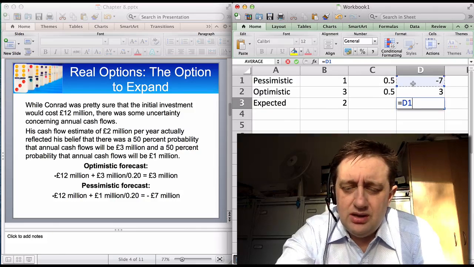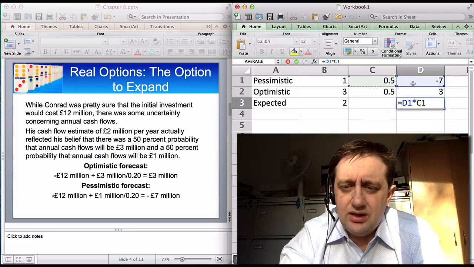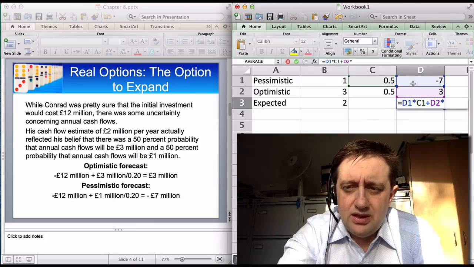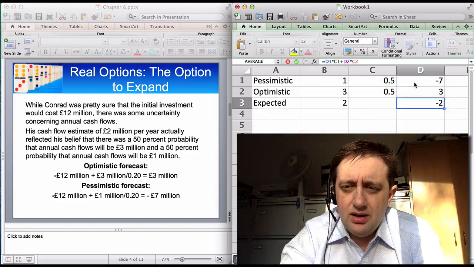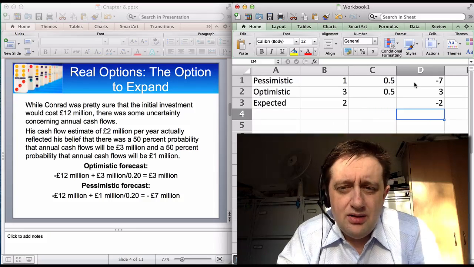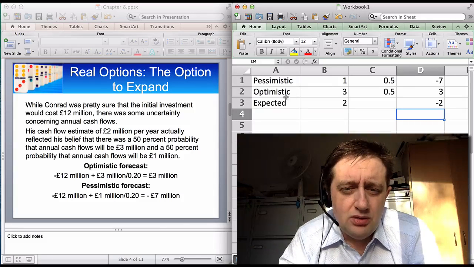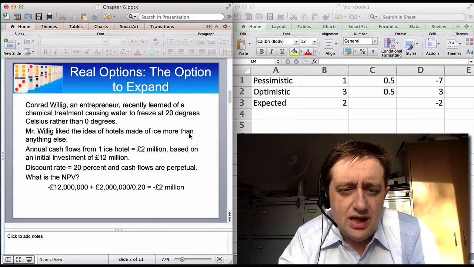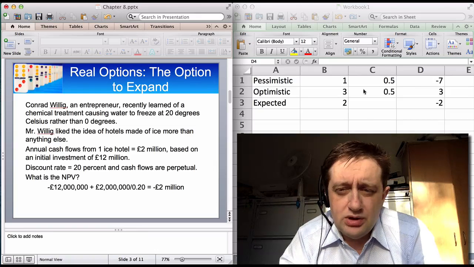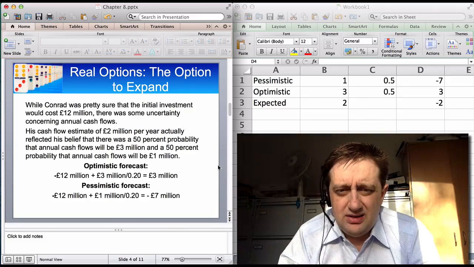Well, it's just the NPV in each scenario multiplied by the probability of that scenario, and you add them all together, like I'm doing here. And you end up getting the -2 million NPV, which is the exact same as what we get if we're just treating the expected cash flows.